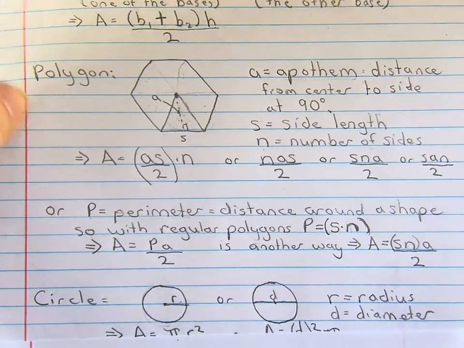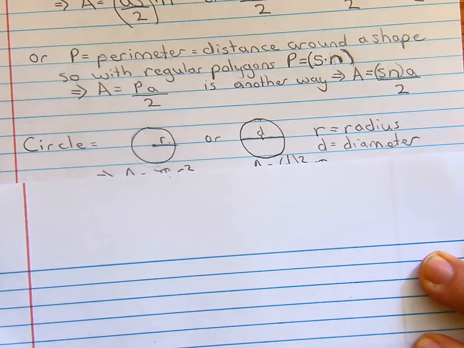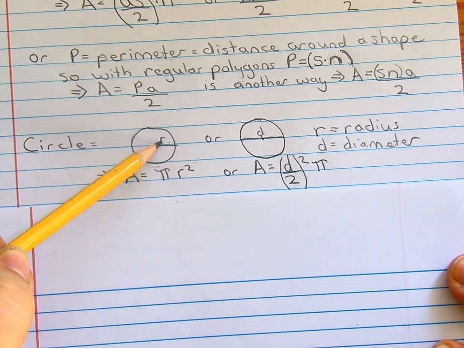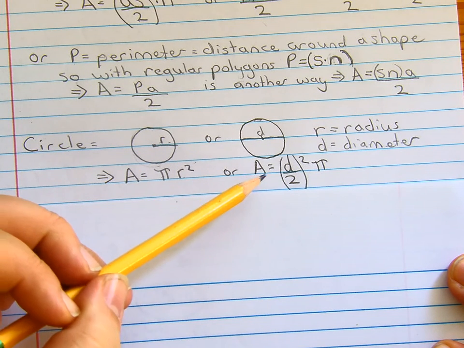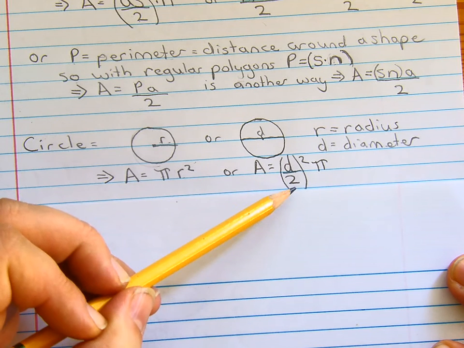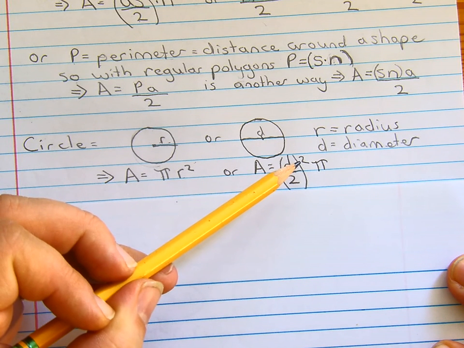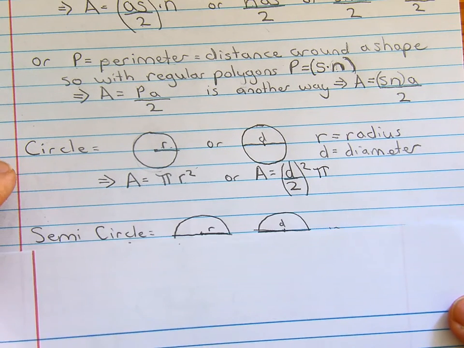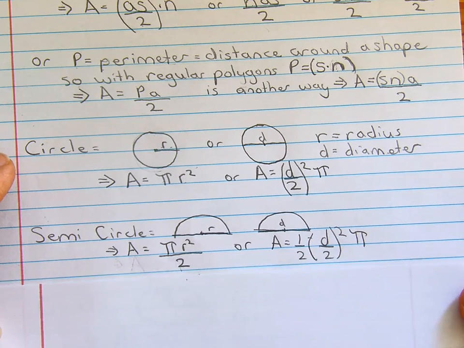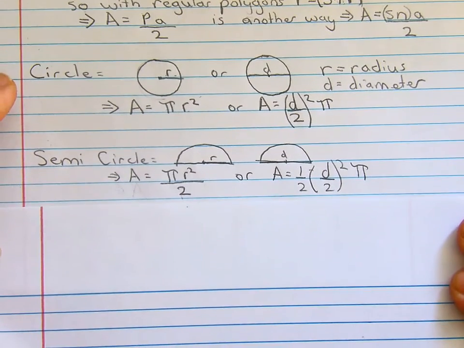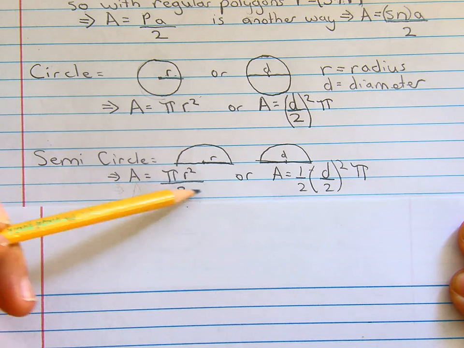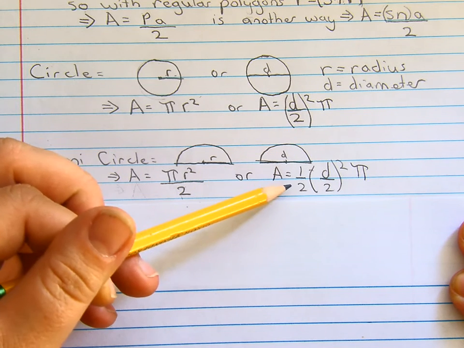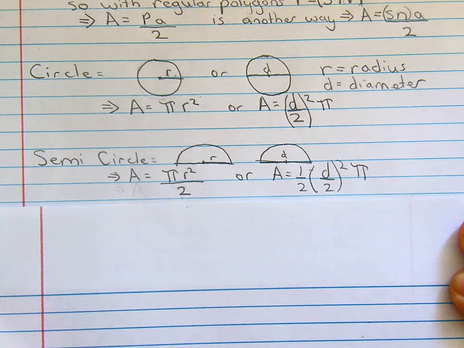Moving up, we have the circle, which is either pi r squared with r being my radius, or the area is diameter divided by 2 first to find our radius, then squared times pi. We have semicircle, which is basically half of a circle. So you'd find the area divided by 2, or again take half of the area of a circle given the diameter.